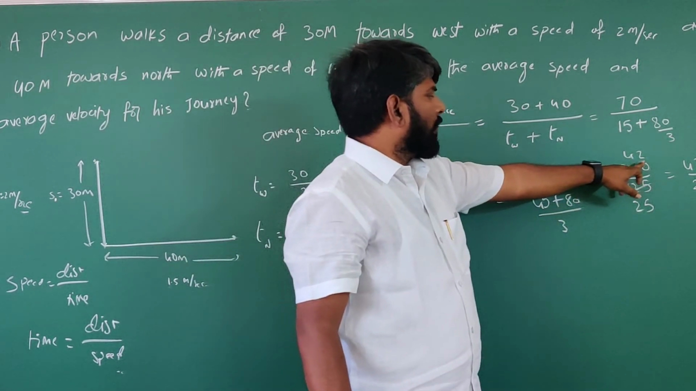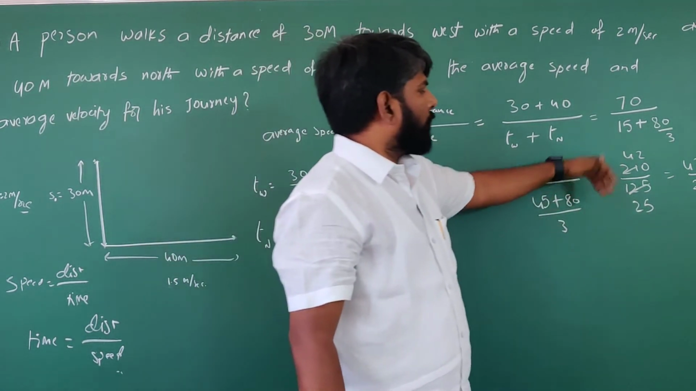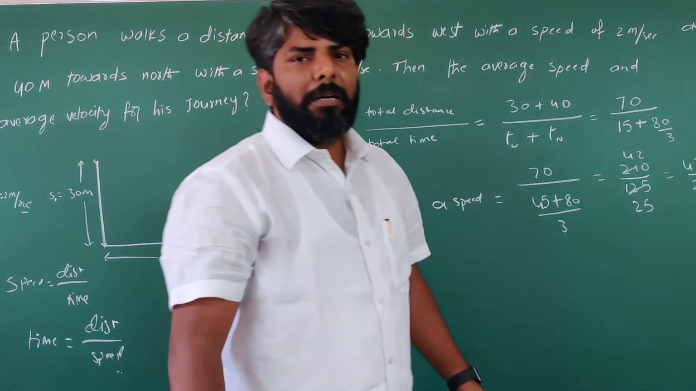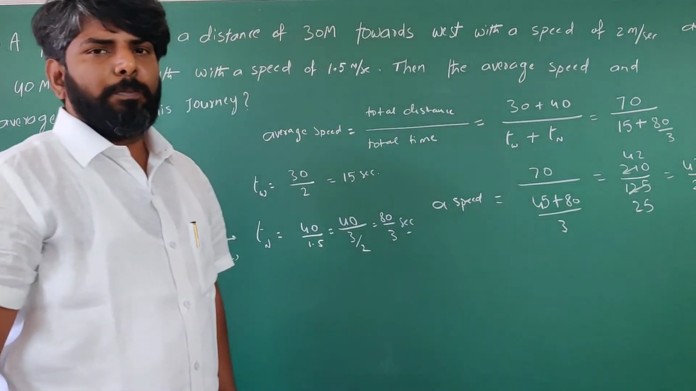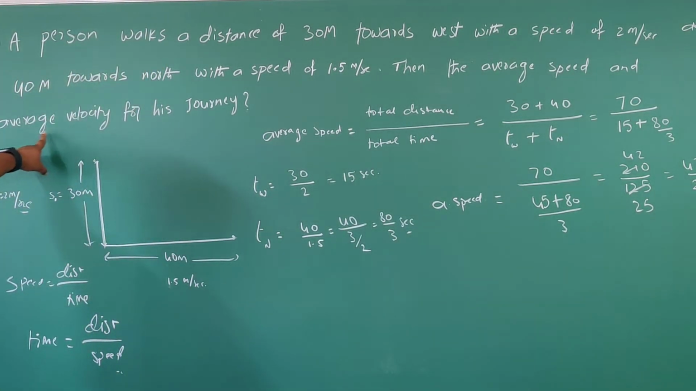3 into 70 means 210 by 125. 210 by 125, divide by 5: 42 times 5, 25 times 5. So 42 by 25 meters per second. That's it. Simple, right? And one more thing we need to find out in this problem.